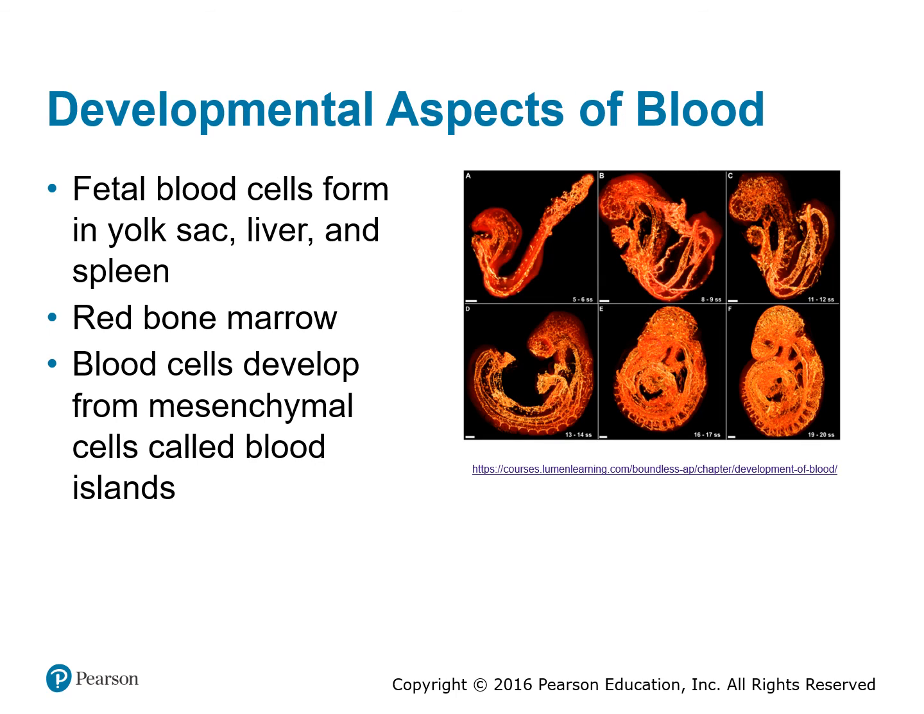We will conclude our blood discussion by briefly talking about developmental aspects of blood. The picture you see here indicates the various stages of vascular development in an embryo. The fetal blood cells form in what's called the yolk sac. They can also form in the liver and the spleen. The red bone marrow is the primary hematopoietic area by the 7th month of development. Blood cells develop from the mesenchymal cells called the blood islands. The fetus forms hemoglobin F, which has a higher affinity for oxygen than hemoglobin A, which is formed after birth.